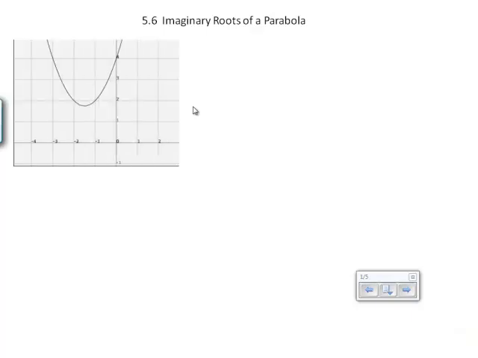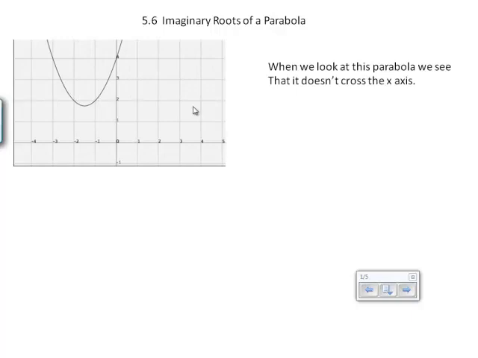We're doing imaginary roots of a parabola, which you are very well familiar with. There is a parabola, and whenever we look at this parabola, we see that it doesn't cross the x-axis, and ding, ding, ding, ding, ding, you know in your head that means the roots are imaginary, that when you do, you will see a negative under the radical.